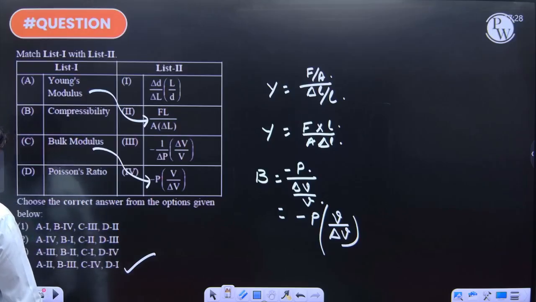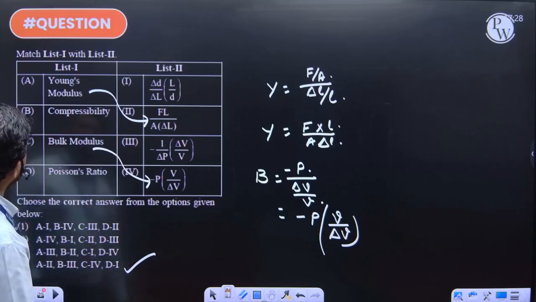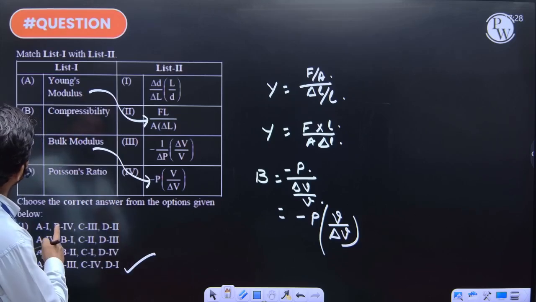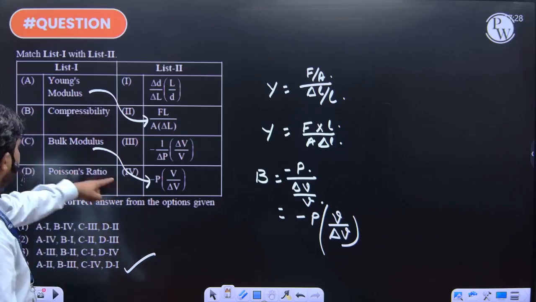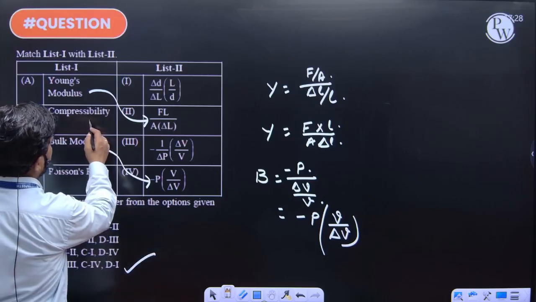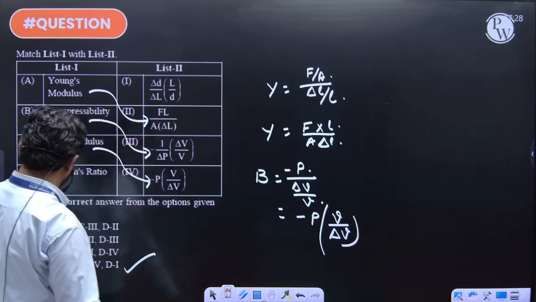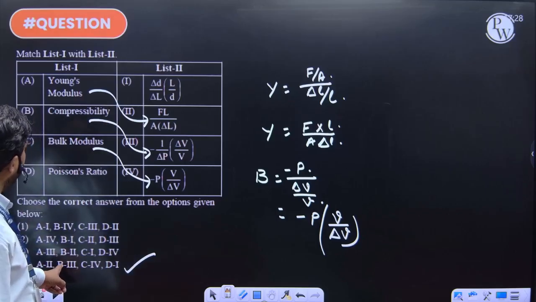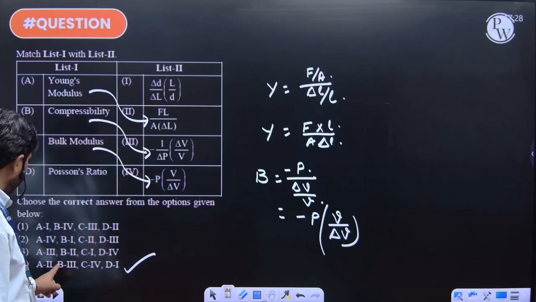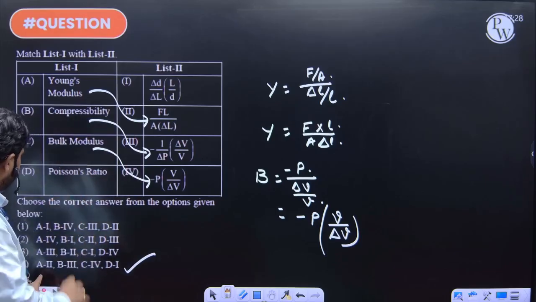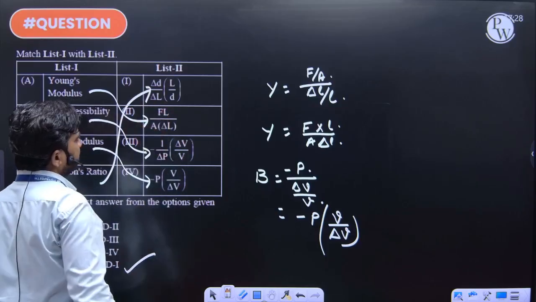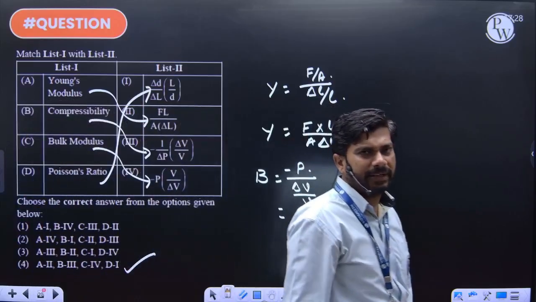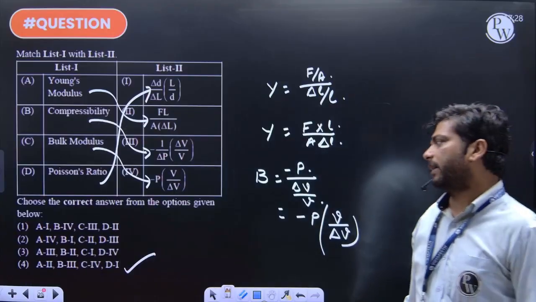So bulk modulus, B, option number 4, although we don't need it. C, option number 4. Yes, correct. Compressibility is the reverse of that, so C, option number 3 will be correct. B, option number 3 is correct. A, option number 2 is correct. Last one is D, Poisson's ratio. So this one is your correct one. Is it fine? Okay, let's move to the next part.